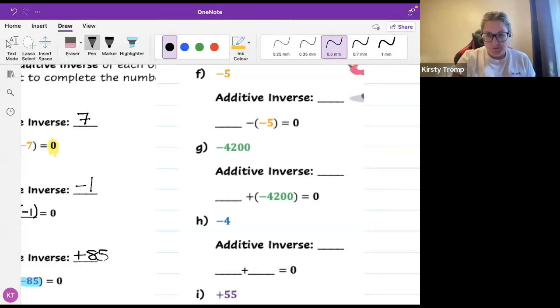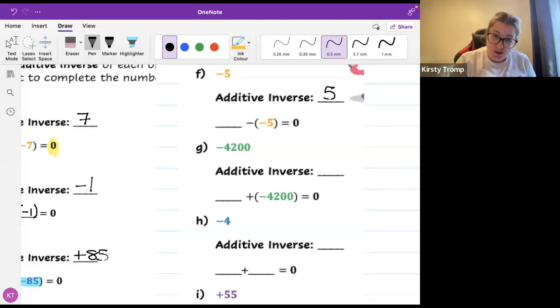Ma'am, with the additive inverse, does the answer always have to be 0? Yes, when you're adding the number to its additive inverse, it must always equal 0. So if I've got the number negative 5, for example, the additive inverse of negative 5 will be 5. Do you agree? Okay. And so now I'm saying to myself, something minus negative 5 equals 0.